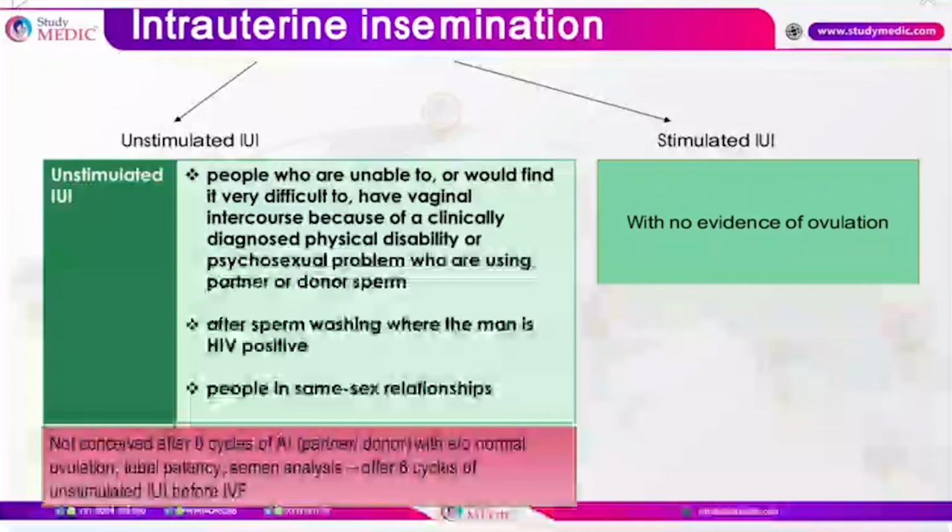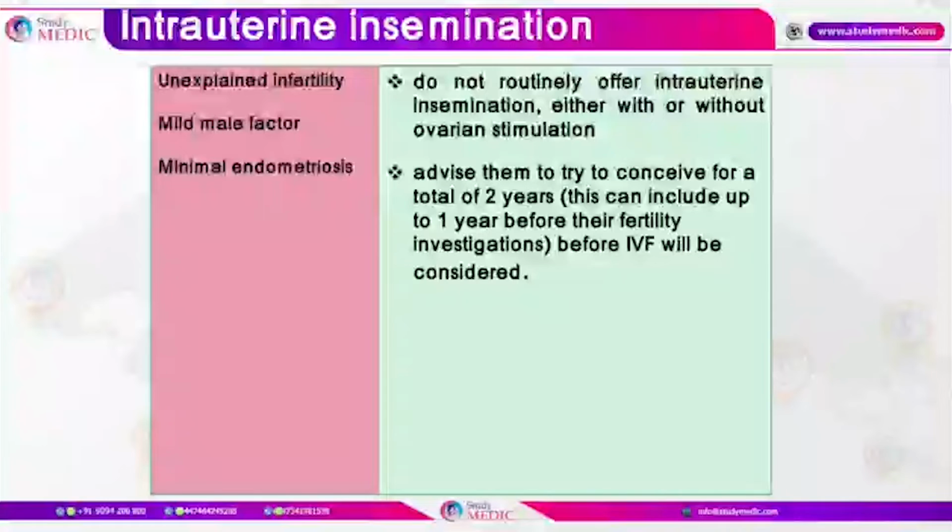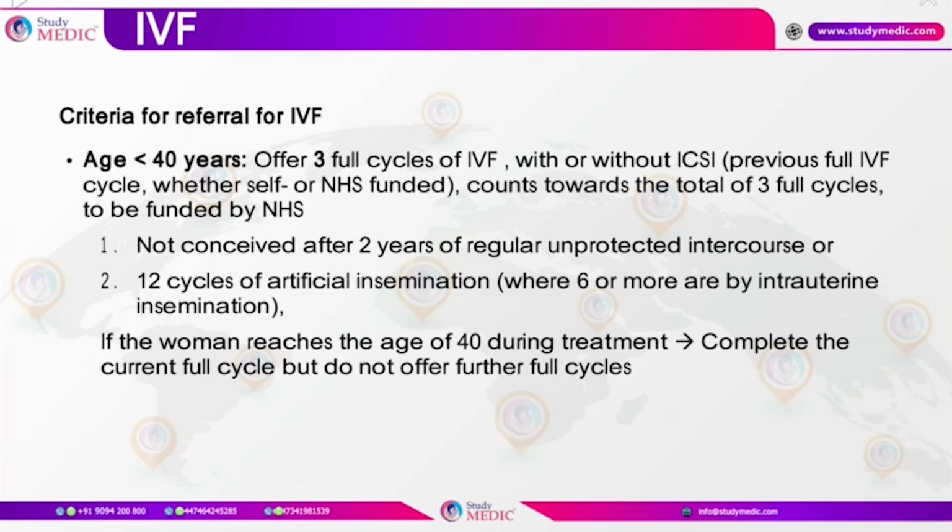And if the patient has not conceived after 6 cycles with partner or donor sperm, with normal ovulation, normal tubes and normal semen analysis, again you can go for 6 cycles of unstimulated IUI before turning to IVF. When we talk about intrauterine insemination, it can be considered for a patient with unexplained infertility, mild male factor and minimal endometriosis. But we routinely do not offer intrauterine insemination, either with or without ovarian stimulation, and advise them to try to conceive for at least 2 years, and if they are not conceiving, then yes, we do consider this patient for IVF.